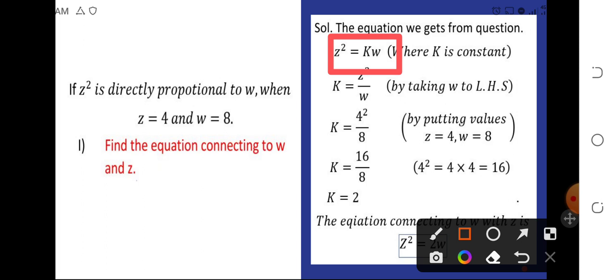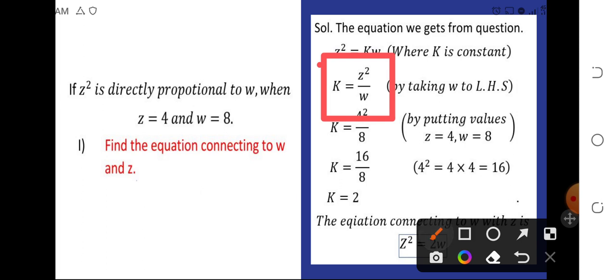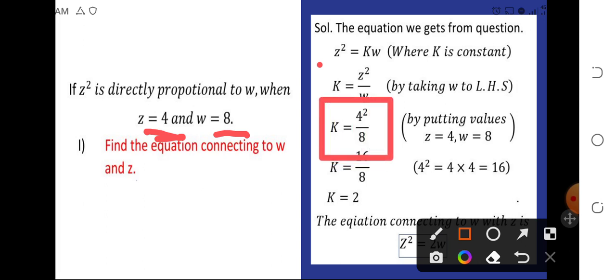By taking W to the left hand side, the equation will be K is equal to Z square upon W. And by putting the values of W and Z given in the first part of this question, Z equals 4 and W equals 8, we get the equation K is equal to 4 square upon 8.